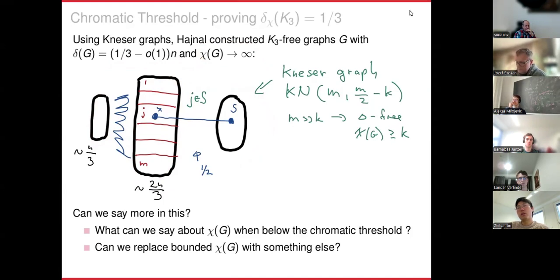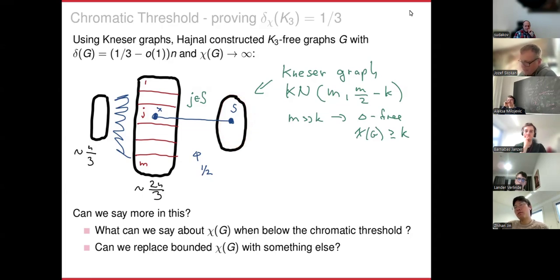So what do we do? On the right-hand side, we put in a carefully chosen Kneser graph, okay, with parameters m and m over 2 minus k. So m is the size of the ground set, and m over 2 minus k is the size of the subsets. Our m will be much larger than k, and this will force this Kneser graph to be triangle-free, and its chromatic number, and hence the chromatic number of the whole graph, to be at least as big as k. Okay. All right. So this is about the graph over here.